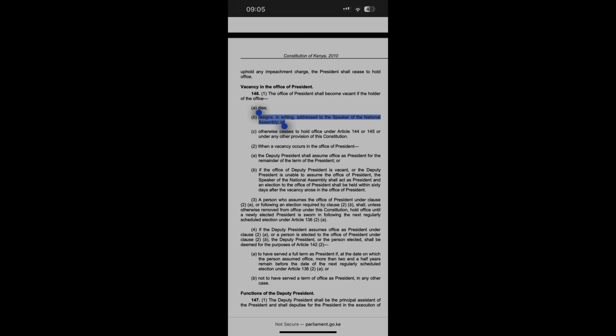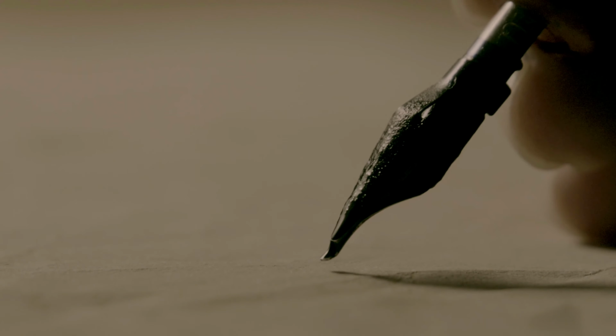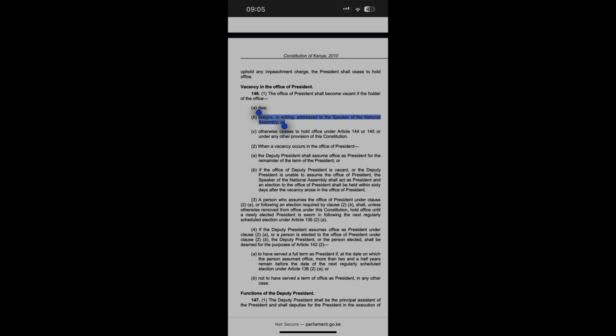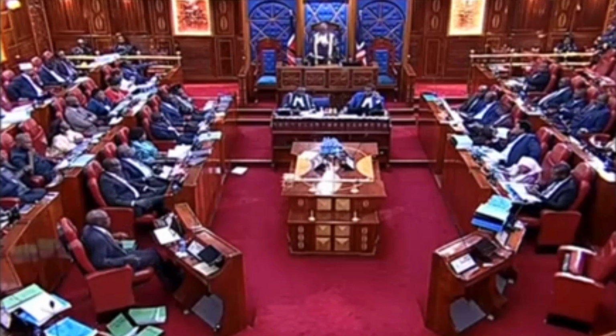Number two is through resignation. The president can choose to step down by submitting a written notice to the Speaker of the National Assembly as per Article 146 of the Constitution. The resignation takes effect immediately upon receipt of the notice.